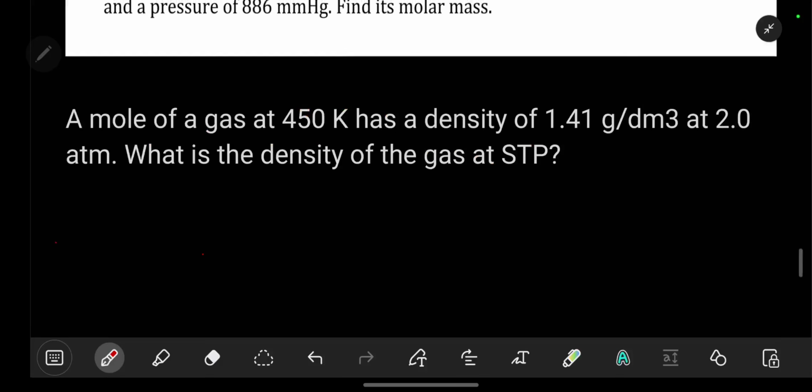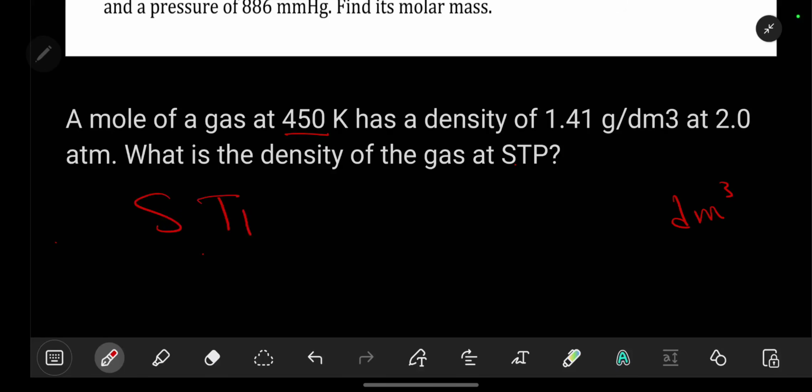Just to help someone, let's say we have a mole of a gas at 450 kelvins, which has a density of 1.41 grams per cubic decimeter. This is the same as grams per liter, since dm to the power 3 is the same as a liter, at 2 atmospheres. What is the density of the gas at STP?